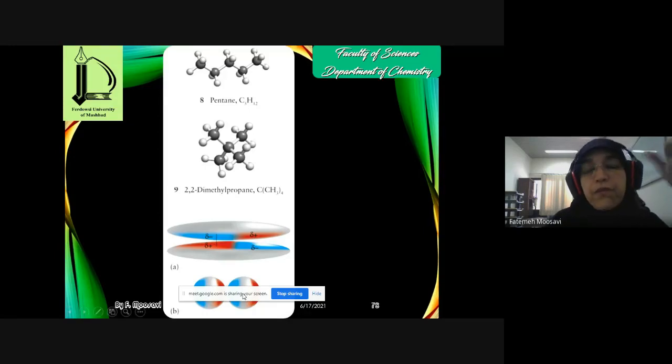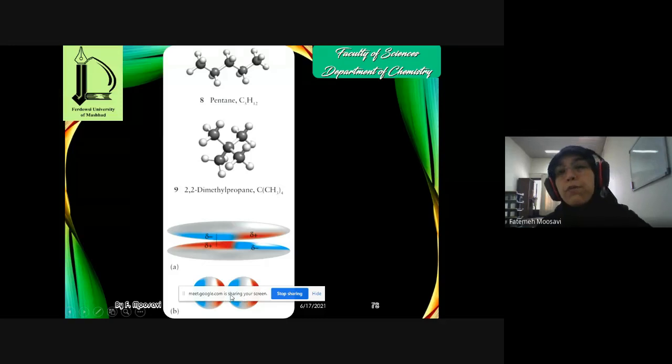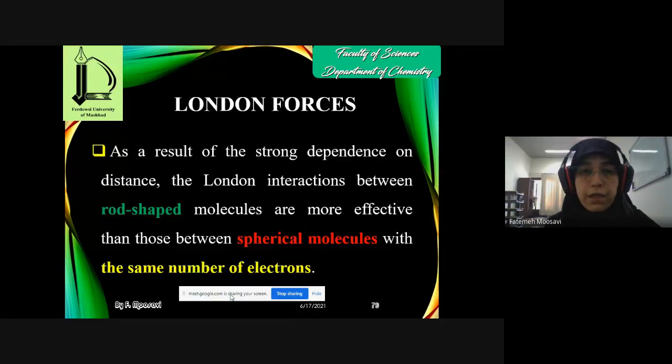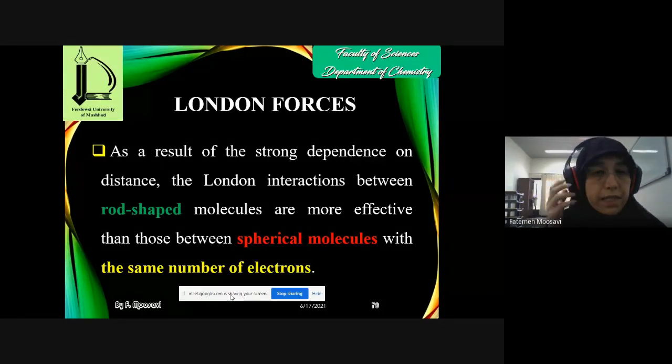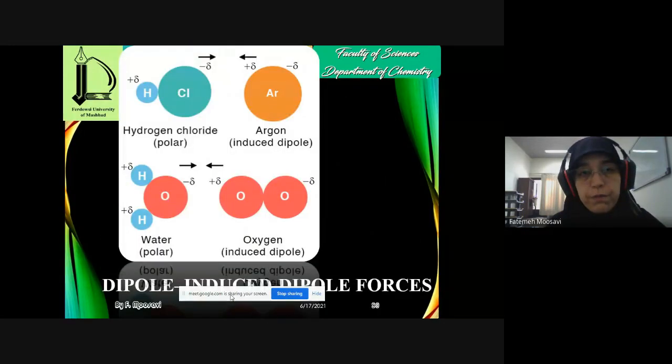So the difference in the boiling point, for example, can be explained by the strength of intermolecular forces that are of London type. As a result of the strength's dependence on distance, the London interactions between rod-shaped molecules are more effective than those between spherical molecules with the same number of electrons.